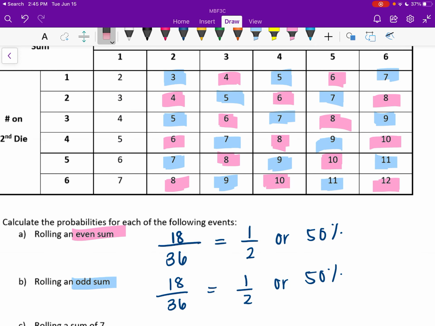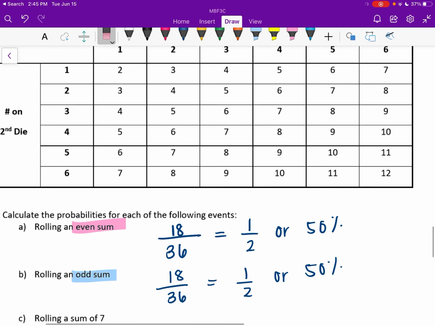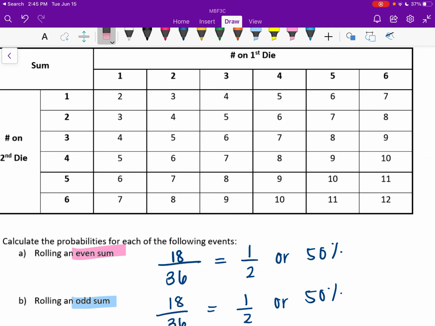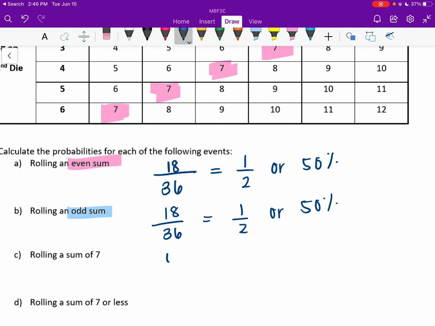I'm just going to go ahead and erase this so that we can do our next set. So the next one says, what are the chances of rolling a sum of 7? So let's go find all of our 7s, which is really easy because they're all just kind of going up this way. 1, 2, 3, 4, 5, 6. There's 6 7s, so we're going to do 6 divided by a total of 36 options, which is going to be 1 over 6, or 16.6%.